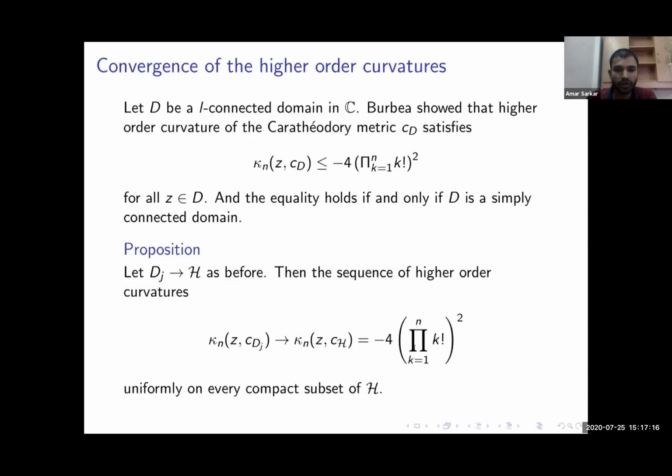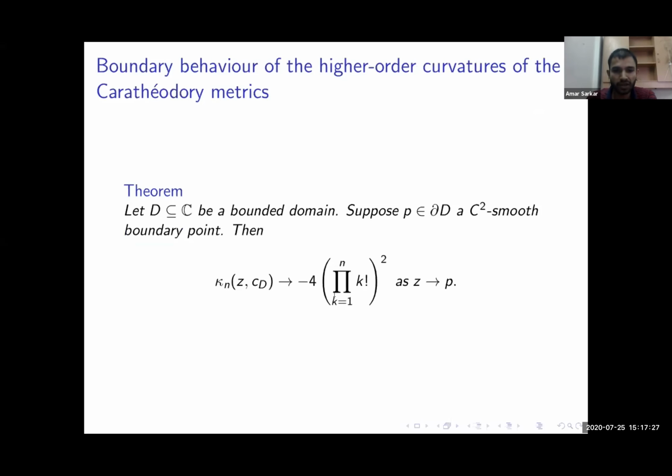Now we have the following theorem, which says that the higher order curvature of the Carathéodory metric of the scale domains converges to this quantity. Using this, we have the following theorem, which says that we can compute the higher order curvature of the Carathéodory metric of a domain. It gives the convergence of the higher order curvature, and that will exactly converge to this quantity as z goes to the point P, for any bounded domain such that the point P is a C2 boundary point.